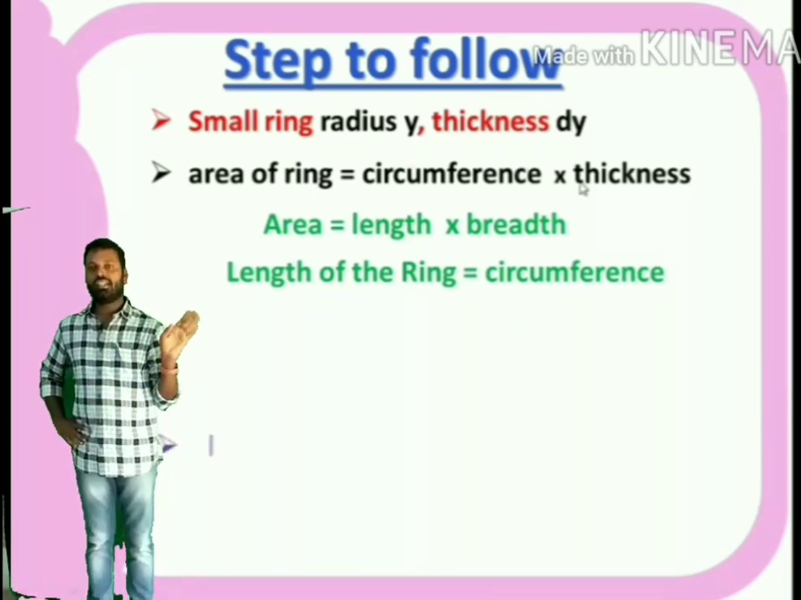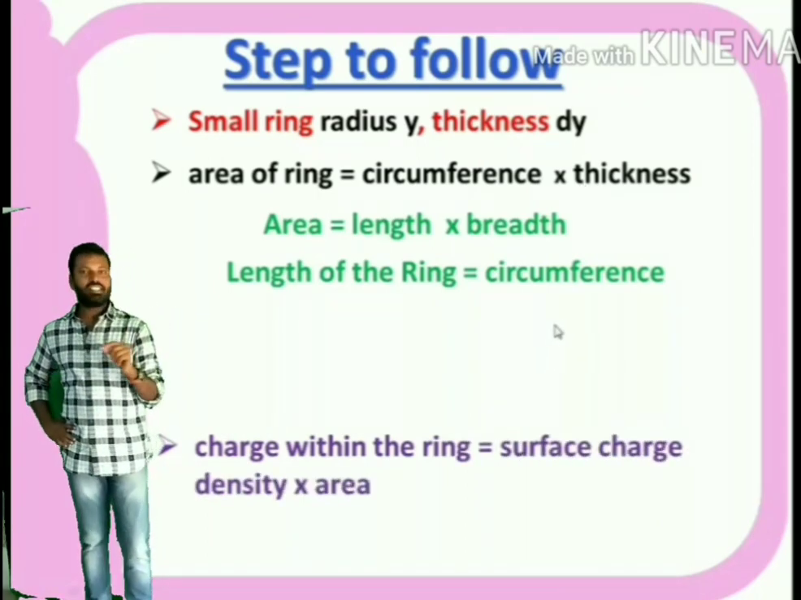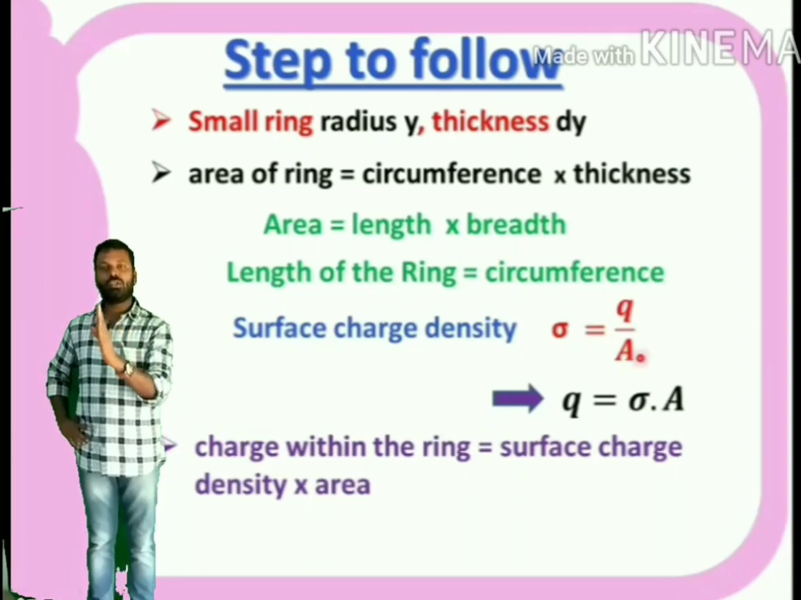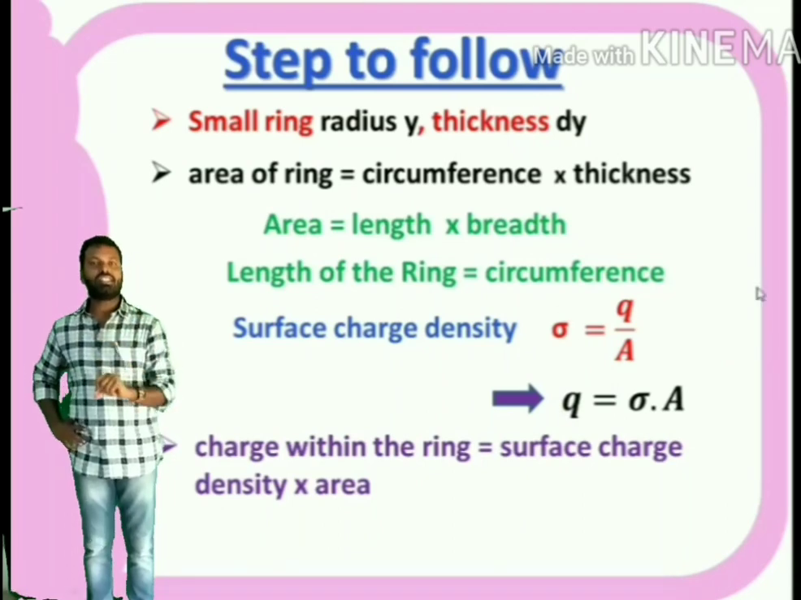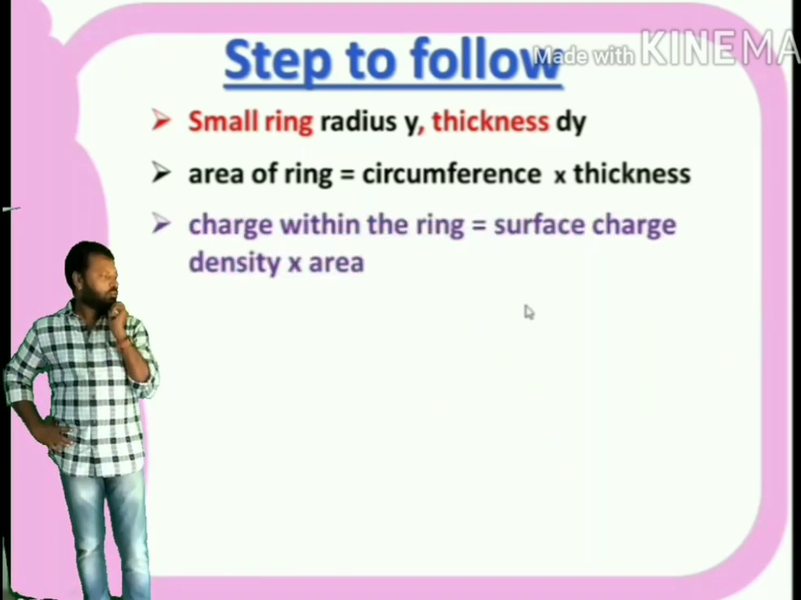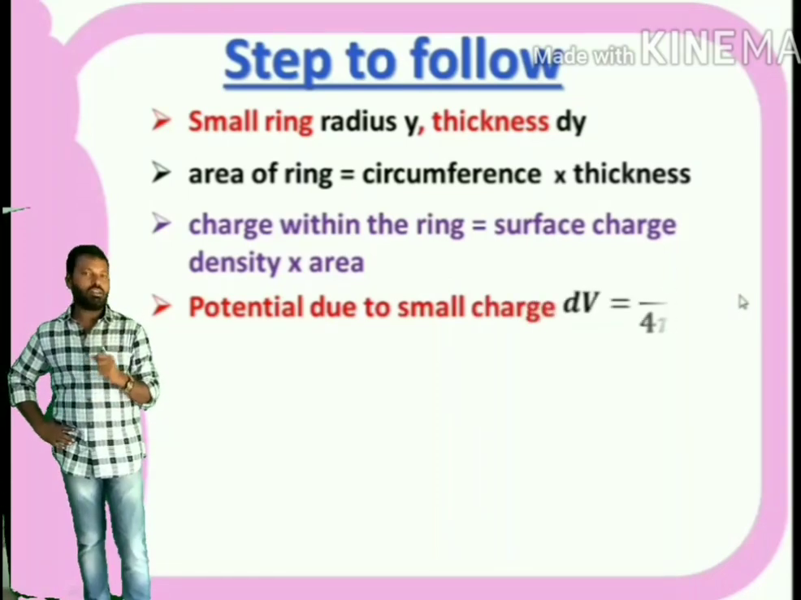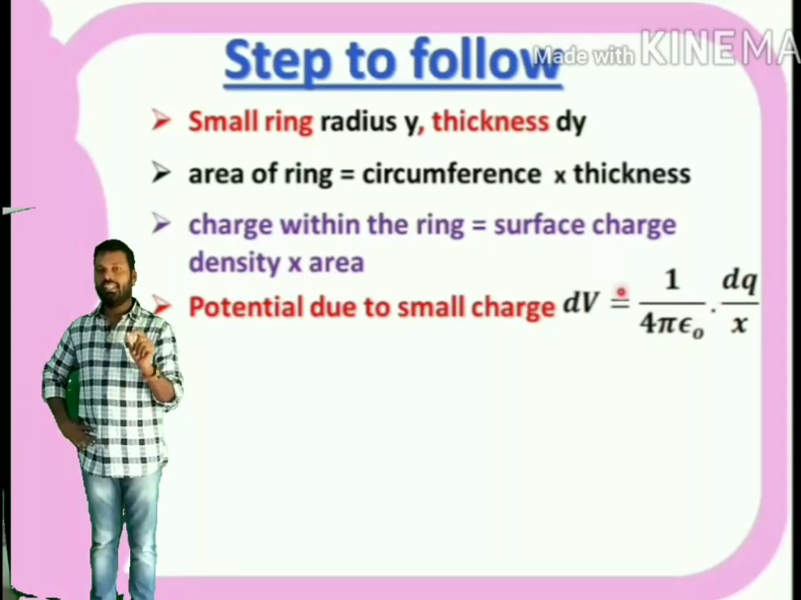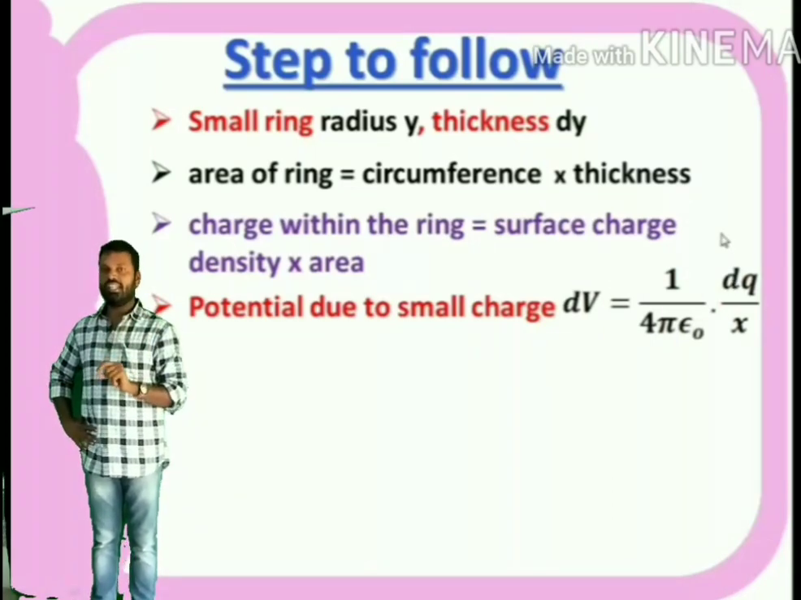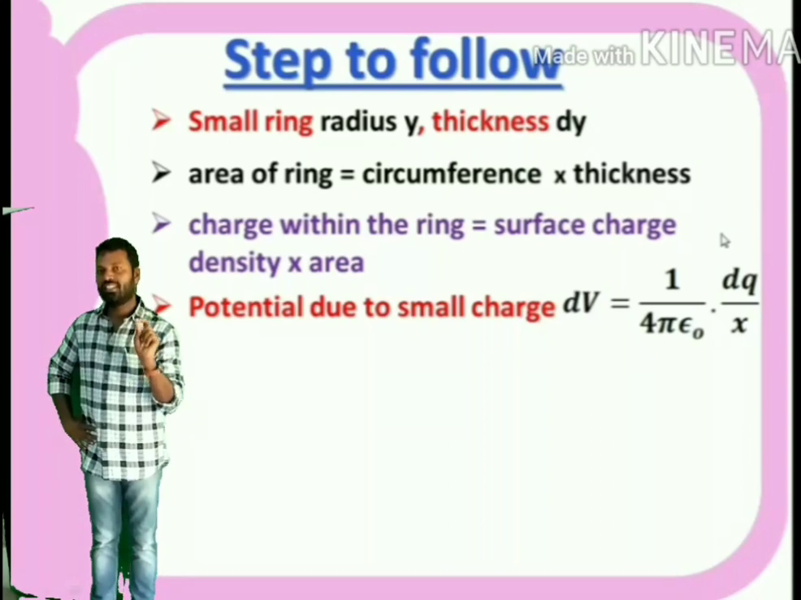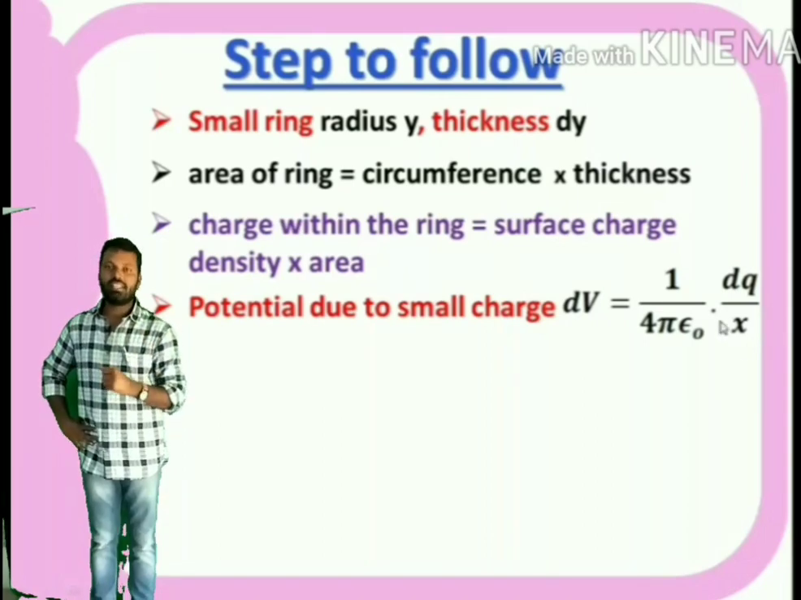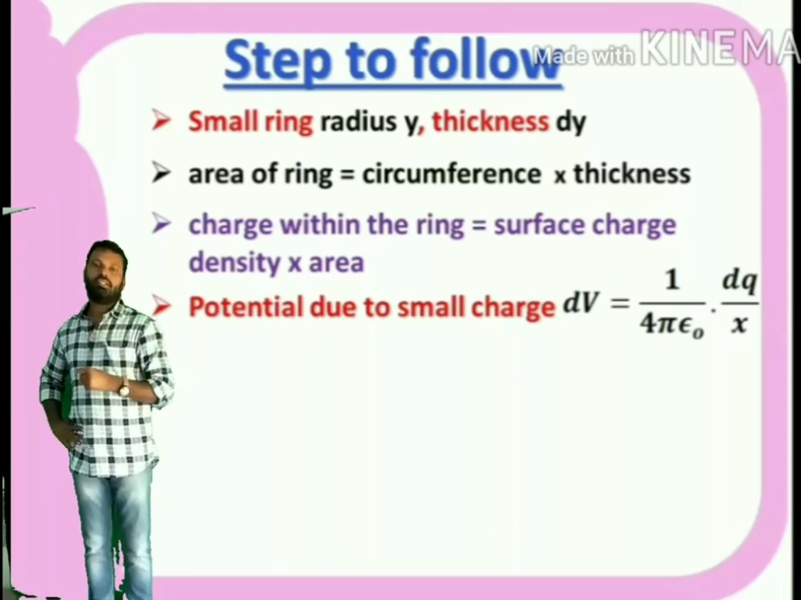Next, find out the charge within the ring. If the surface charge density is sigma, then charge is equal to sigma into area. So charge within the ring is equal to surface charge density into area. After that, we have to use the potential formula. What is potential? V is equal to 1 by 4 pi epsilon naught Q by R. Here a small charge dq is there, so my small potential dV is equal to 1 by 4 pi epsilon naught dq by x. Here x is the distance from the center.